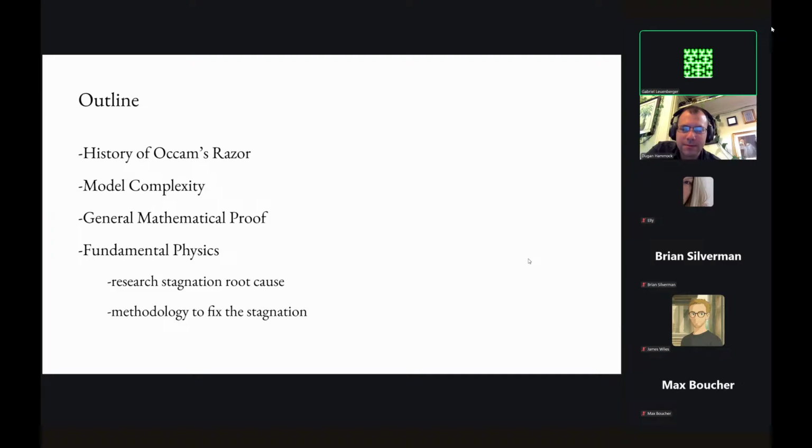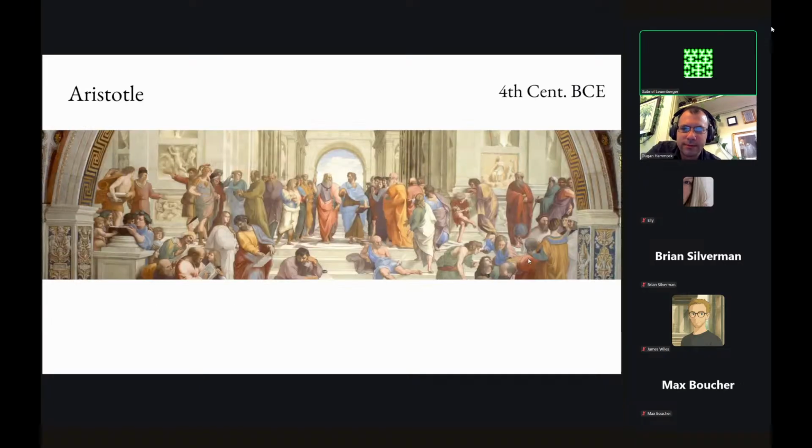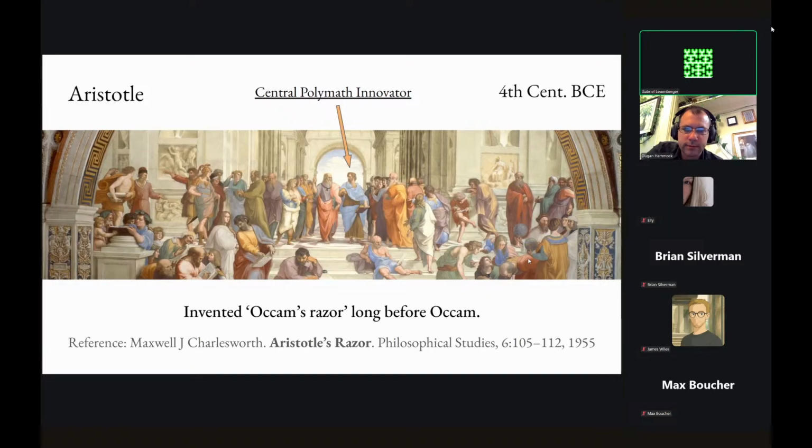So, the history. Let's go back to ancient Greece. This is the painting The School of Athens by Raphael. In the center, you can see Aristotle. The reason he's at the center is because he was a central figure back then that influenced many different fields, or even started these fields: biology, metaphysics, linguistics, geography, politics. He invented logic, did astronomy, and so on. And the reason I'm mentioning him is simply because he actually invented Occam's razor long before Occam. There's the reference down there where you can see that.